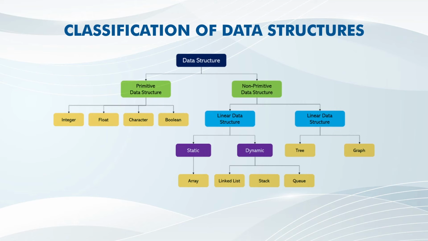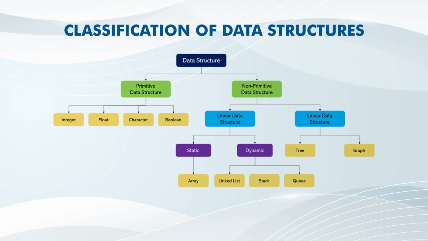Data structure is classified into two formats, that is primitive and non-primitive data structures. Primitives are like data stored in an array of the same type, and non-primitive is the data stored in an array of different types. So we can say there are various types in primitive data structure, for example, integer, float, character, boolean.